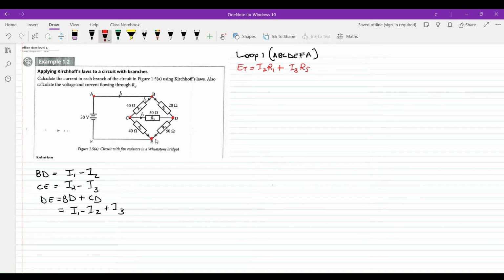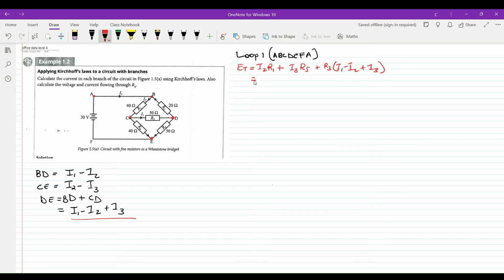DE, I also have a resistor still with a current. Remember, we did find that current right here. So we're going to write this as R3 into I1 minus I2 plus I3. From there on, we don't have any other resistors.